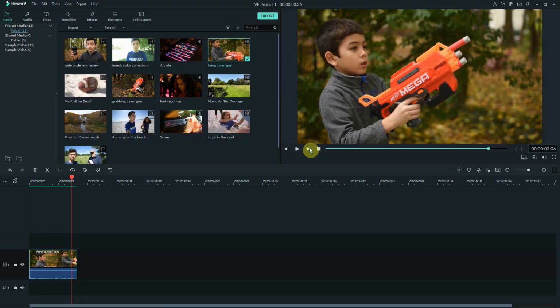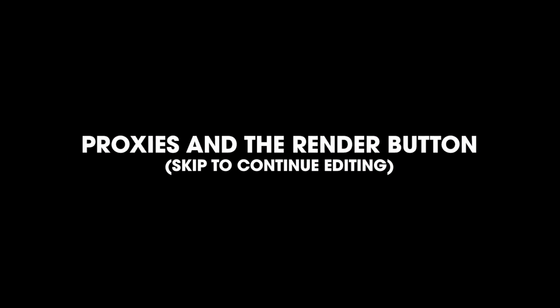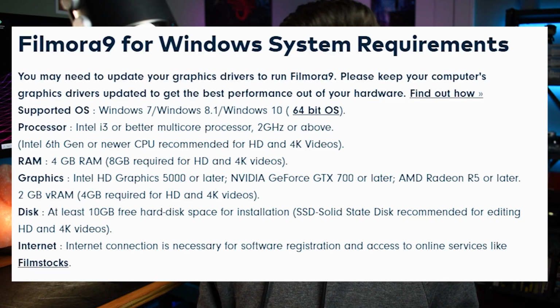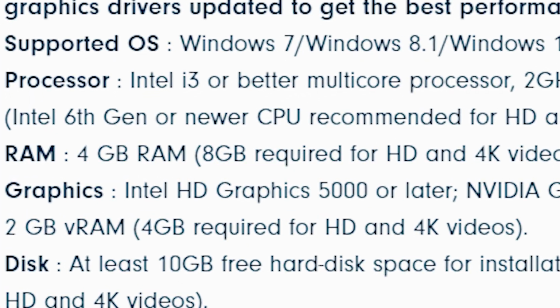But before we go any further, I'm going to take a quick detour and talk about smooth playback. Video editing is an intensive process. Filmora 9 is designed to be easy on your computer. In fact, the minimum requirements list only 4 GB of RAM, but that can only go so far. If your computer doesn't have the greatest specs, you might notice upon playback that your video is choppy and slow. I was there once, and trust me, it's painful.